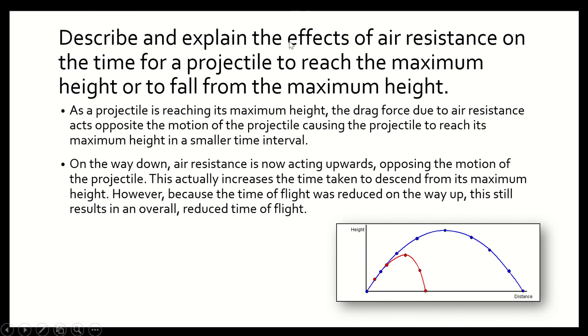Now, you need to describe and explain the effects of air resistance on the time for a projectile to reach the maximum height or to fall from the maximum height. As the projectile is reaching the maximum height, the drag force due to air resistance acts opposite, causing the projectile to reach its max height in a smaller amount of time. Then on the way down, the air resistance is acting upwards, opposing the motion. This increases the time taken to descend from its max height, which is what I explained before. However, because the time was reduced on the way up, it's still going to result in a net overall reduced time of flight.